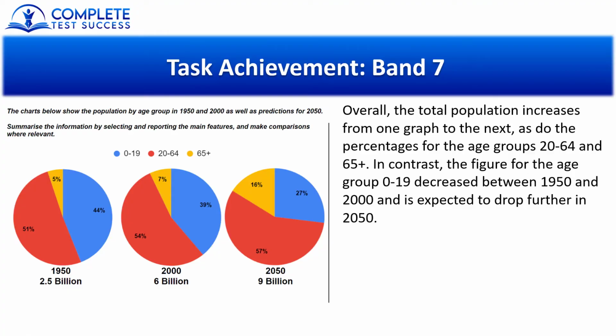Overall, the total population increases from one graph to the next, as do the percentages for the age groups 20 to 64 and 65 plus. In contrast, the figure for the age group 0 to 19 decreased between 1950 and 2000 and is expected to drop further in 2050.